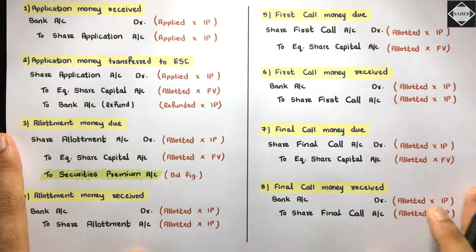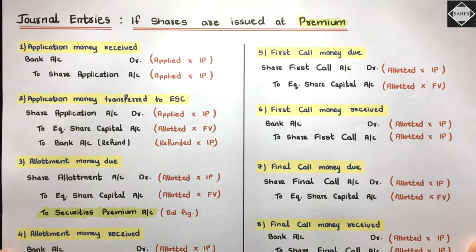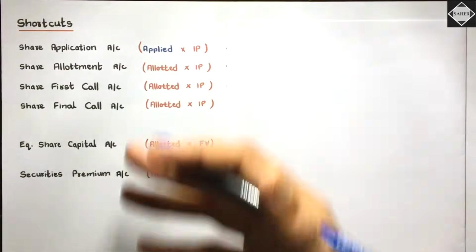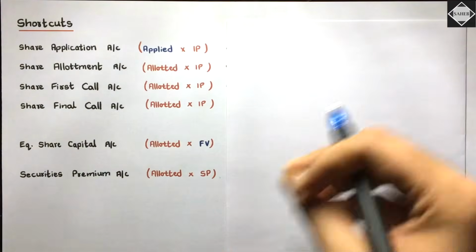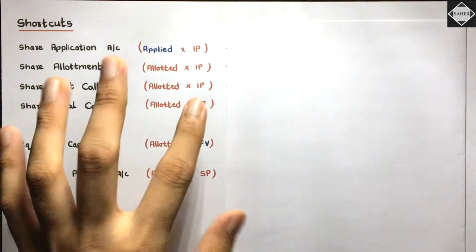Yeah, so these were the journal entries for issue of shares when it happens at a premium. Is that clear? Easy? Simple. Now let's see the shortcuts. Here we have the shortcuts that we have already seen, but here I have summarized them all in one place, and I have to tell you the importance of this.